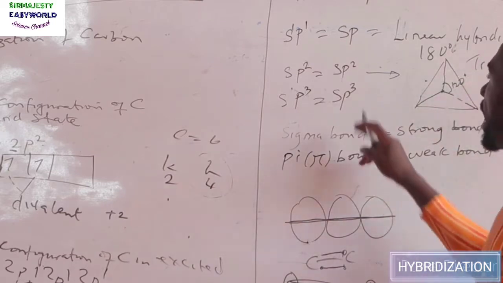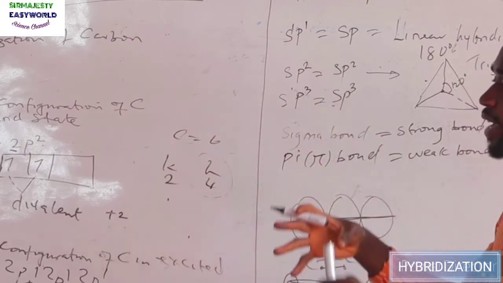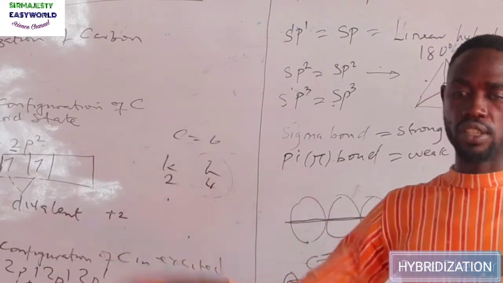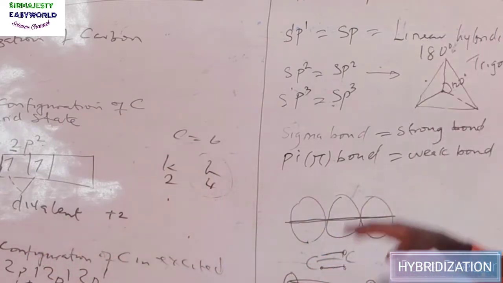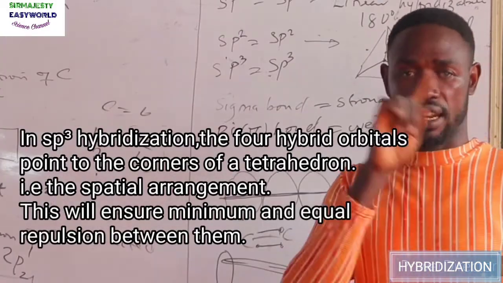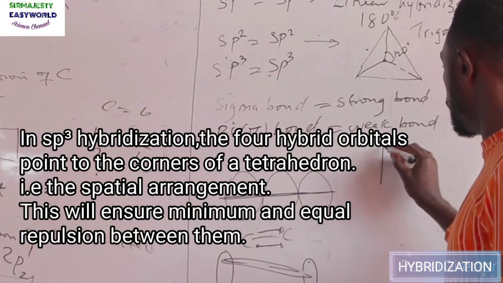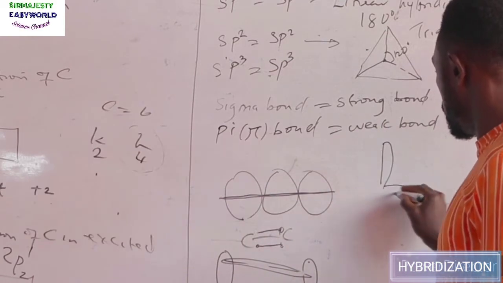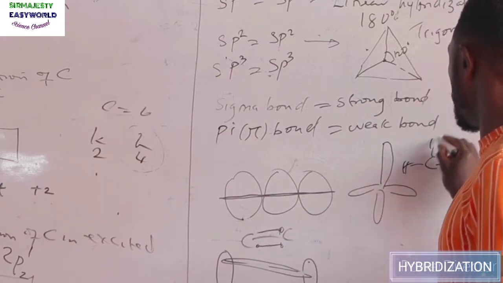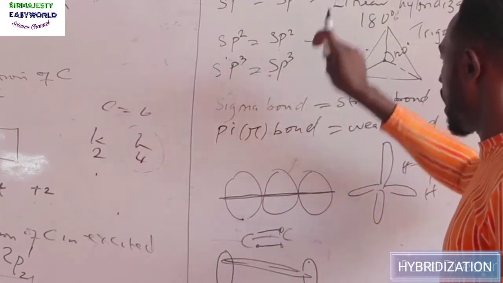Then sp3 means 4 orbitals, 1 s and 3 p, combining to form. So the spatial arrangement, the way these particular bonds should be arranged to have equal distribution, because since they hybridize, it means they have equal repellence. They will repel each other at equal distance and equal angle. The only distribution is that they have to be distributed to form a tetrahedron. More of this, as you can see in methane. So in this aspect, sp3 hybridization is called tetrahedral hybridization.